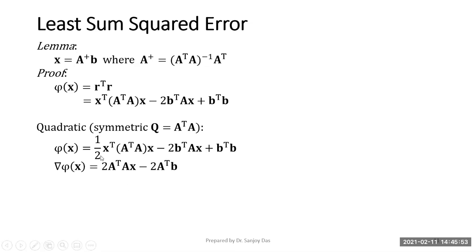Something. No, this should be twice A transpose AX. And this is minus 2 A transpose B. This is the derivative of this. This is a constant term, so it's equal to 0.